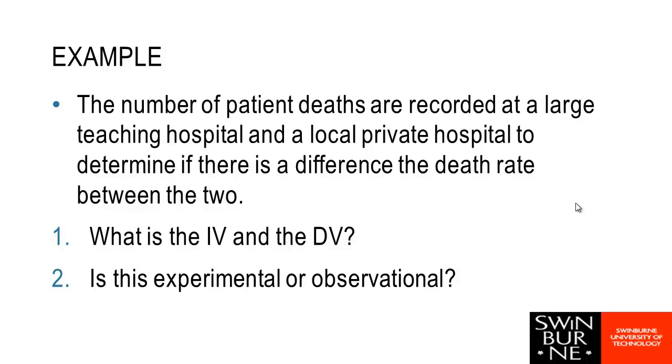So let's have a look at this example. We're interested in the number of patient deaths that are recorded at a large teaching hospital and a local private hospital to see if there's a difference in the death rate between the two. So firstly, what is the independent variable and the dependent variable? The two things that are getting looked at here, the first is the type of hospital. We've got two different types of hospital. And the second, it says death rate, but in order to work out the rate of something, we need to work out how many there are. So even though it says death rate, we're going to be interested in the number of deaths. So our independent variable is going to be the type of hospital, and the dependent variable is going to be the number of deaths in each hospital.